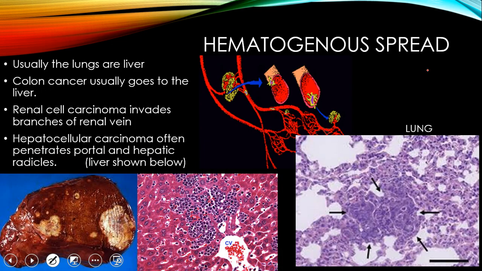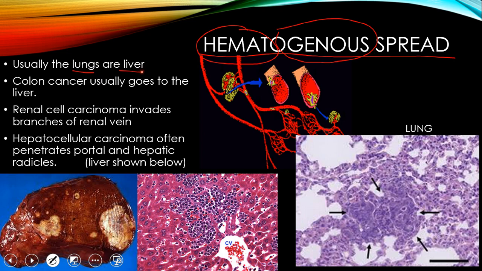Next, usually the lungs and the liver are going to be the first place for hematogenous spread. Hema, you usually think of blood, so the blood-borne spread. So when it goes from the lymph into the blood, where is the first place it's going to go? Usually it's going to be either the lungs or the liver.